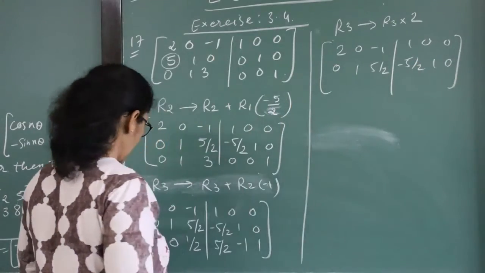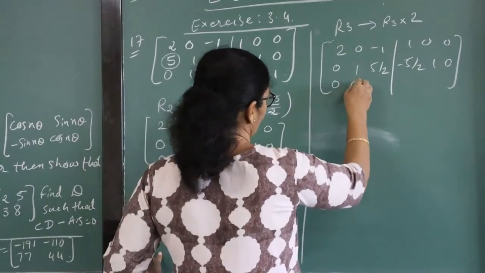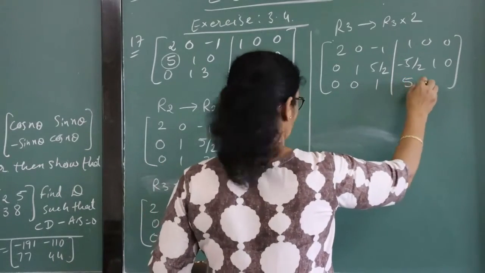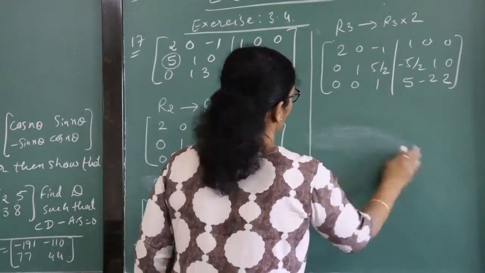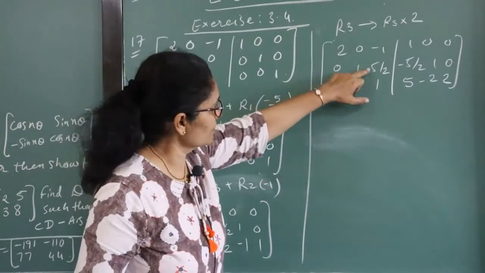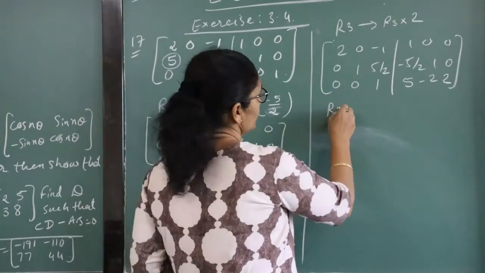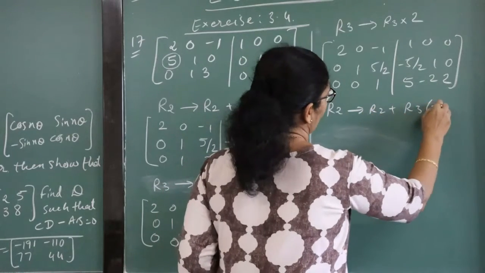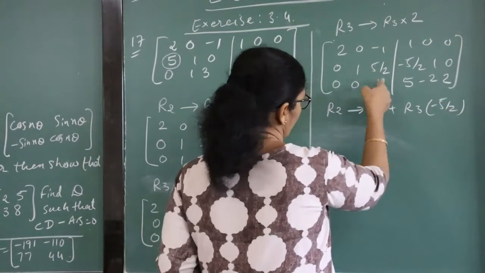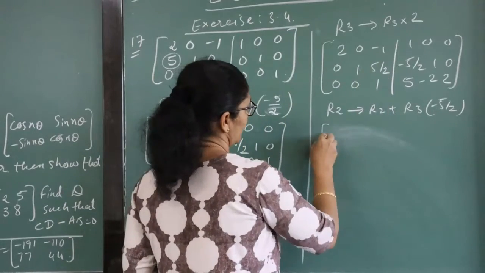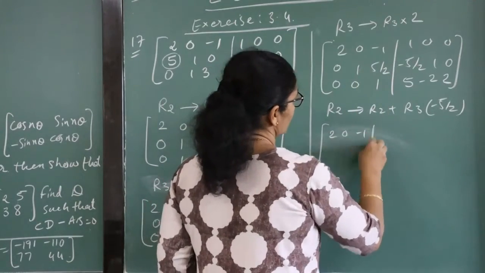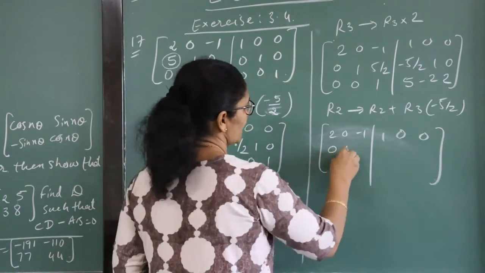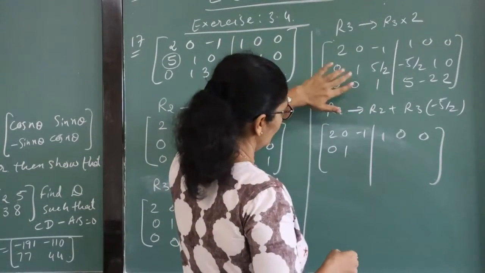Now we will make a change in the third. 0 multiplied by 2 is 0 only. This will be 1, 5 minus 2 and plus 2. Now we will reduce this term. So what to do? Multiply the third row with minus 5 by 2 and add in the second. So 2 0 minus 1 as it is. Now let's make a change here. This is 2 0, so no need to make any change.